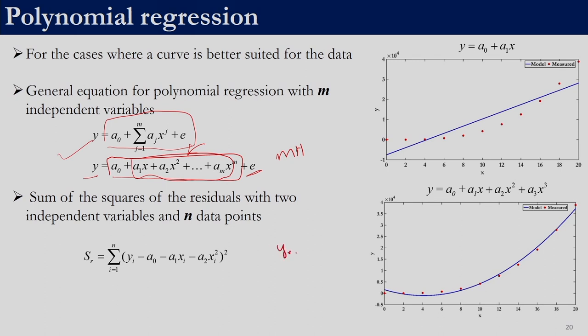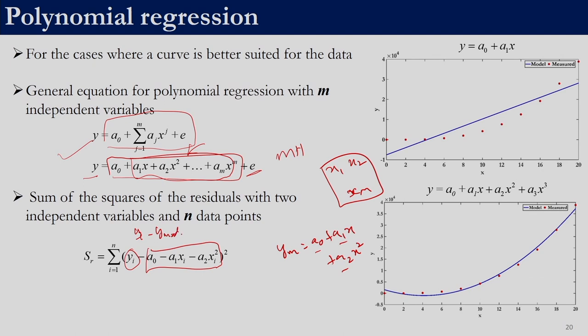But first we will work with y model equal to a0 plus a1x plus a2x², similar to multiple regression, wherein we started with just x1 and x2 and then extended to xm. We will do the same thing over here: we will start with just a0, a1 and a2, and then extend it all the way up to am. So by now you should be familiar with this. yi is the observed value. This is what we get from the model. The minus sign is because it is yi minus y model. So the error is the observed data point minus the model, the whole squared.